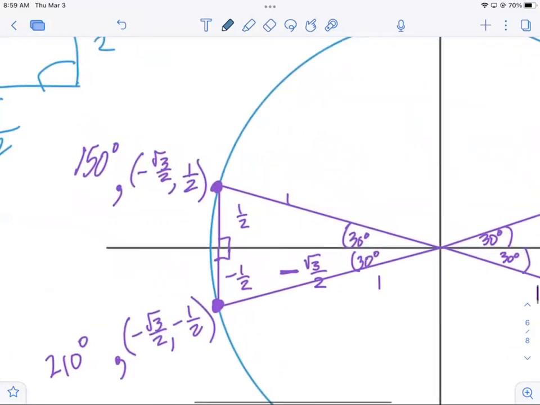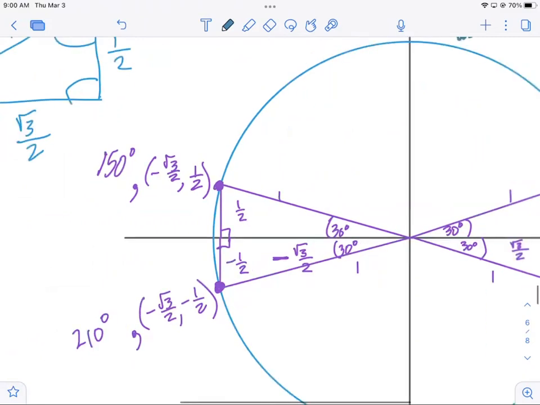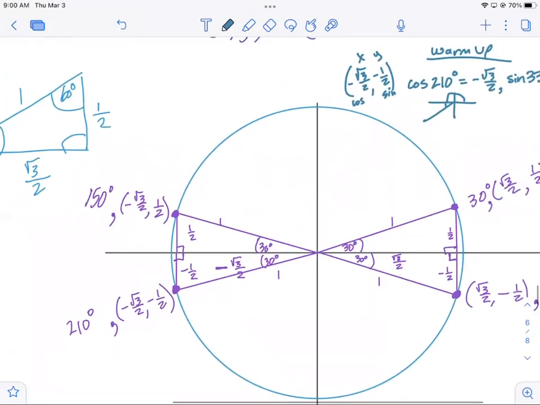Now you can look down here and you could also say, here's 210 degrees. Cosine is the x coordinate. That's what we developed last time. It's the same as the cosine of 150 because those are the two angles with the 30-degree reference angle to the left of the y-axis.